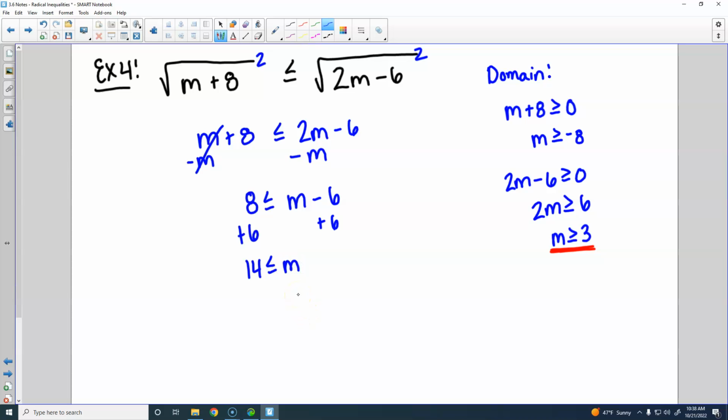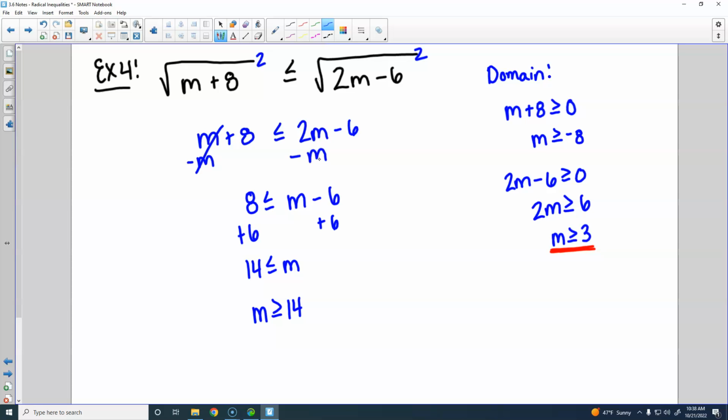I really don't like it written that way with the m on the right-hand side. So I'm going to write it this way. M is greater than or equal to 14. Remember with inequalities, I didn't run into it because I moved my m over here to the right-hand side. If you divide by a negative, you have to flip the inequality sign. I didn't have to do that here because of the way I solved it, but you might run into it.